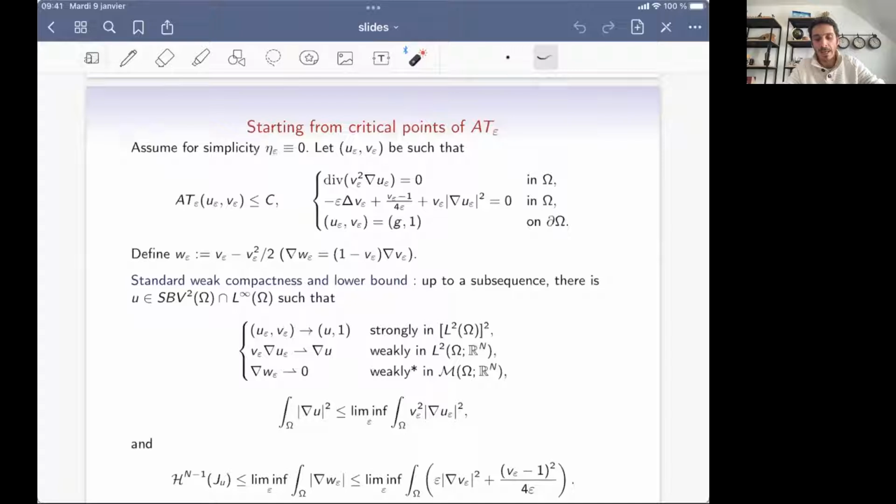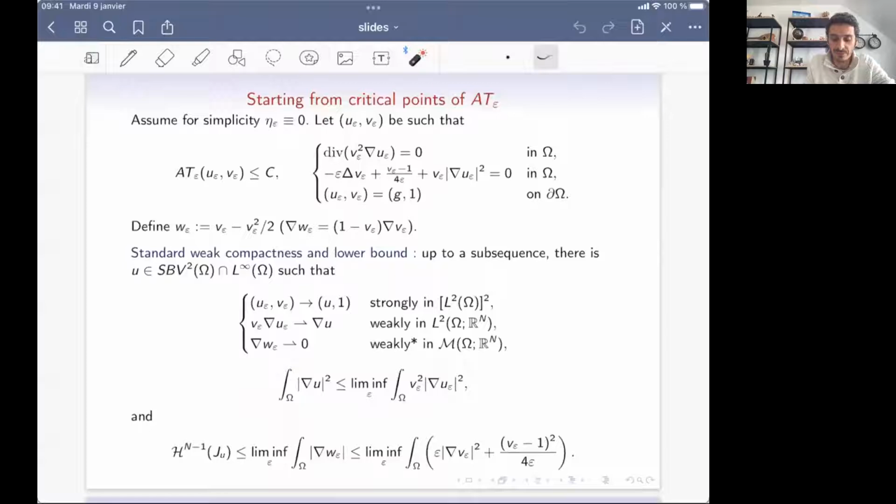And a first consequence of the energy bound, so this is very classical stuff. This is the first step you do in gamma convergence. This is compactness. So you get compactness on u epsilon and v epsilon. So of course, v epsilon will converge to one, as before. u epsilon will converge to some limit u, which is in SBV and in L infinity. And by weak convergence, you get this lower bound on the bulk energy. This is just the lower semi-continuity of the norm with respect to weak convergence. I forgot to say that the coupling term, v epsilon grad u epsilon, converges weakly to grad u in L2. So the weak convergence implies this lower bound on the bulk energy.